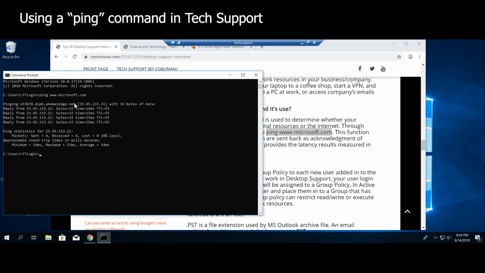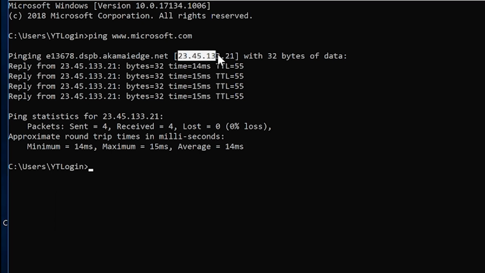One of the first things that comes up that you will notice here is a number, which is an IP address, which is controlled by the DNS. What the DNS basically does is take a domain name, in this case Microsoft.com, and translate it into an IP address, which is the location of this website on a server. So the server for Microsoft.com is located at 23.45.133.21. That's the IP address of the server for Microsoft.com.